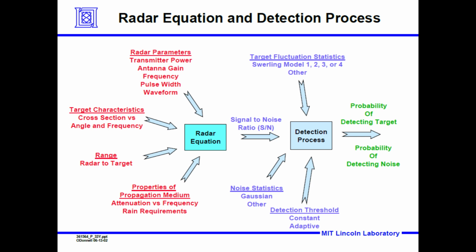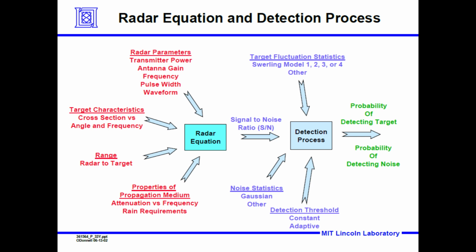The radar equation. First, let's review the radar equation. It connects several key factors. Radar parameters: this includes transmitter power, antenna gain, the directivity of the antenna, frequency of the radar, pulse width, and waveform. All of these elements influence how strong the radar signal is relative to the noise.